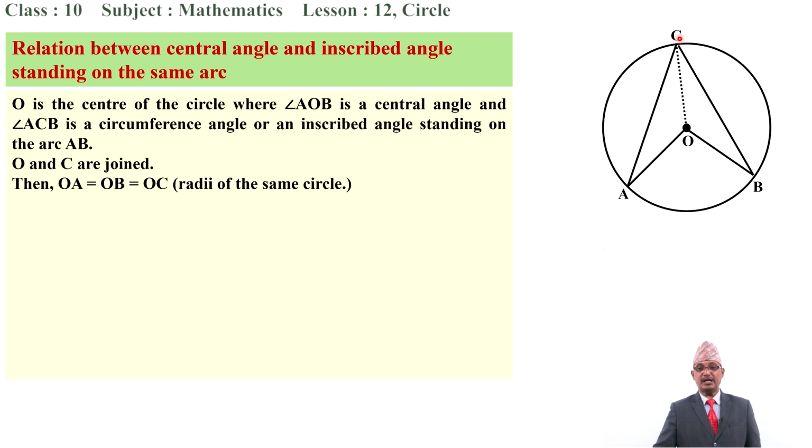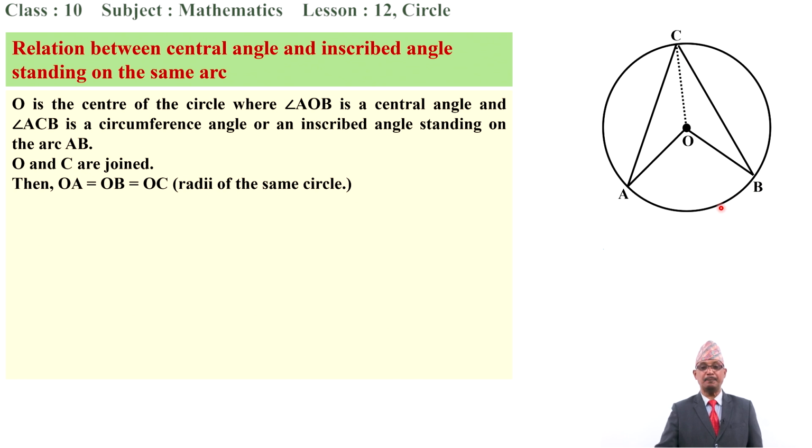Now AOC is what type of triangle? Yes, you are correct. AOC is an isosceles triangle, because an isosceles triangle means a triangle in which two sides are equal. So in triangle AOC, OA and OC are equal due to radii of the same circle. So AOC is an isosceles triangle. Similarly, in triangle BOC also, OC and OB are radii of the same circle and they are equal. So BOC is also an isosceles triangle.